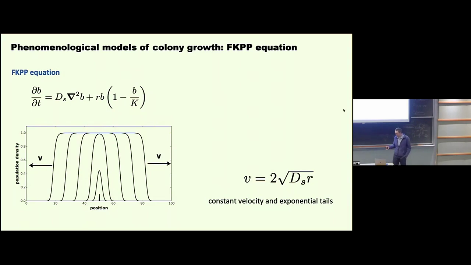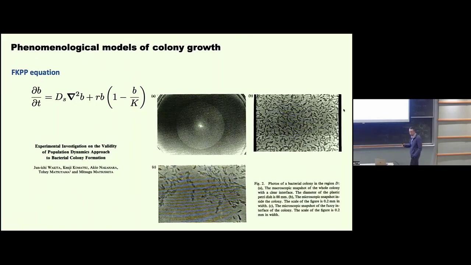However, it could apply to some microbial colonies. It was argued that it applies to some. This paper by Wakita et al. studied bacteria in soft agar, where they're actually swimming, not pushing on each other. In this case, they measured the growth rate as a function of nutrient, which is linear in nutrient concentration. They also measured the diffusion constant as a function of nutrient.